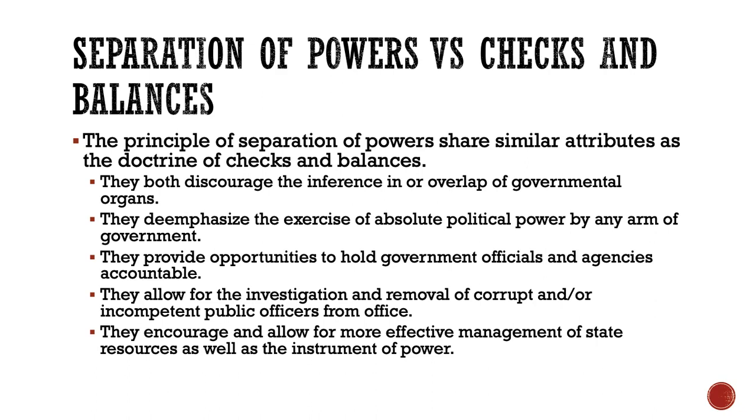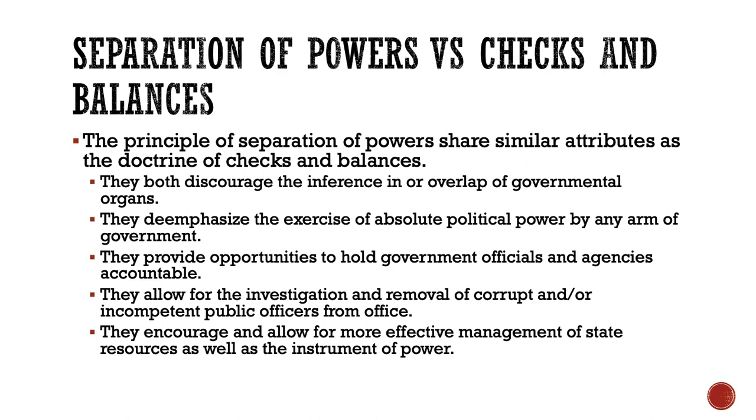So both separation of power and checks and balances, as principles and doctrines in political science, help to emphasize the fact that power must not be exercised in excess. They also provide opportunities whereby government officials can be held responsible for their actions and inactions. They allow for investigation and removal of corrupt, incompetent public officers from public office. So when you find that public officers are incompetent and corrupt, there are mechanisms within the doctrine of checks and balances to get these officers out of public office. And finally, they help to encourage and allow for more effective management of the resources of the state, as well as the instrument of power.